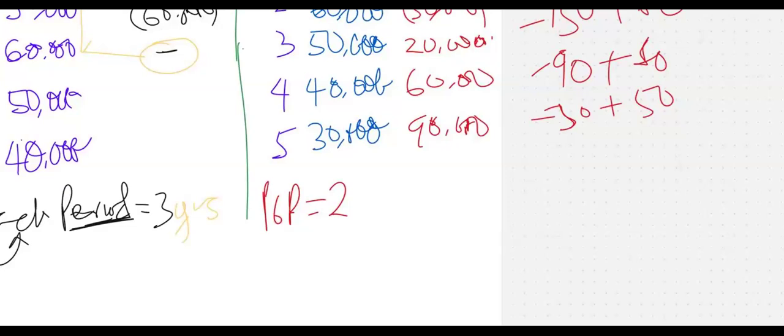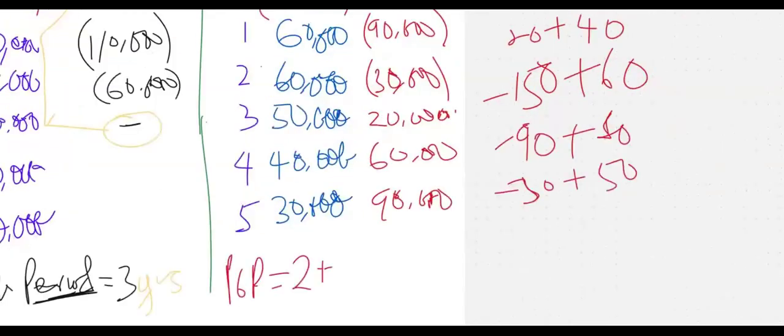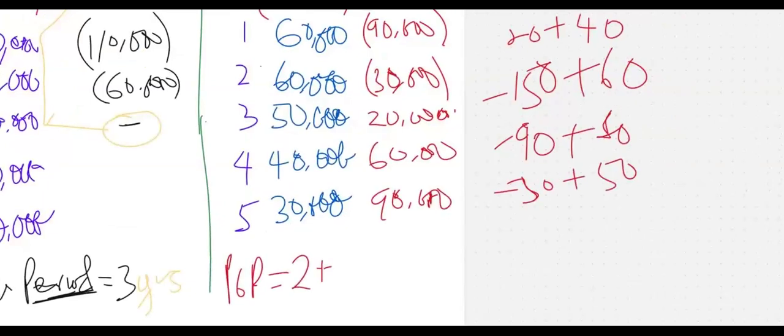We are going to bring in or add. So the balance of 30,000, in which year did we pay it? We paid it in the second year.